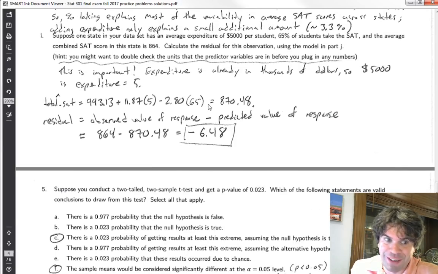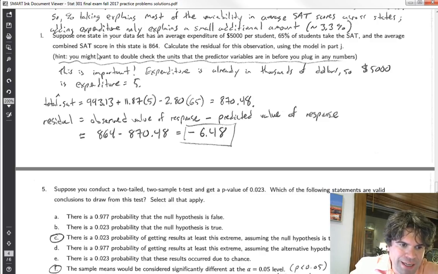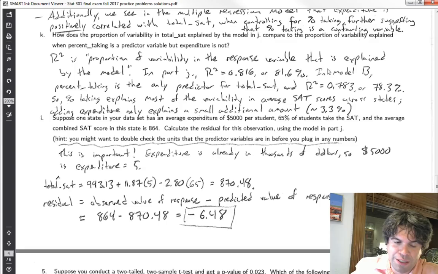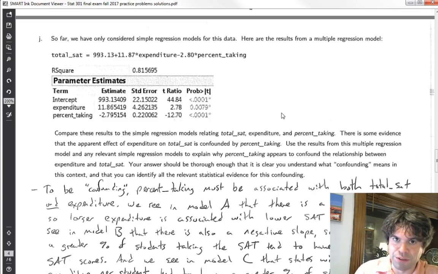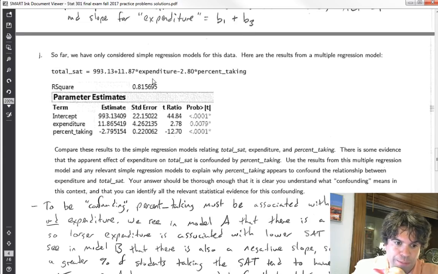Okay, and then the last one for this very long question. Suppose one state in your data set had an average expenditure of $5,000 per student, 65% of students take the SAT, and the average combined SAT score in the state is 864. Calculate the residual for this observation using the model in part J. So a residual refers to a single data point, and it's the observed value of the response, the actual value of the response in the data set, minus the value of the response that we would predict using the regression equation. So what we do is we plug in the given numbers for expenditure and percent taking to make a prediction for total SAT, and then we subtract that from the actual observed value of total SAT.